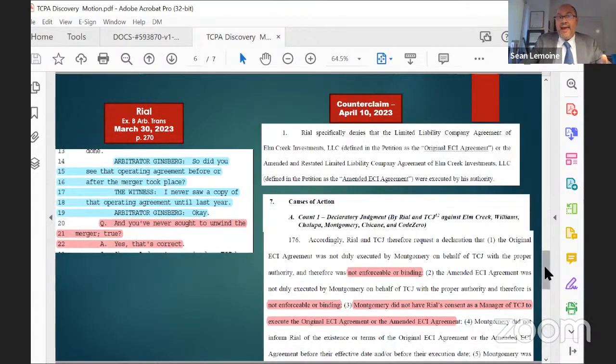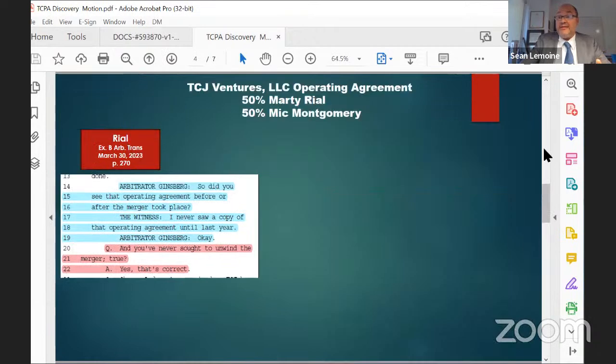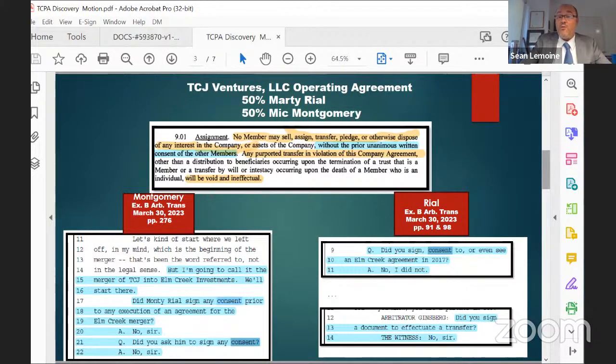And they're doing that even though they know that both parties to the TCJ operating agreement have said there was no consent to enter into ECI. It is purely a legal question for you, Judge Hoffman. It would be no different than if Mr. Rial... Then why not move for summary judgment on this? Judge, I did, and Mr. Rial, they do not want you to decide this issue.